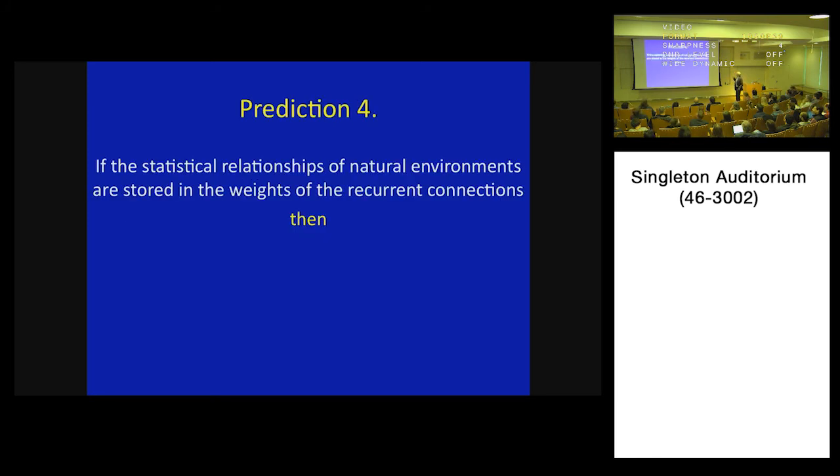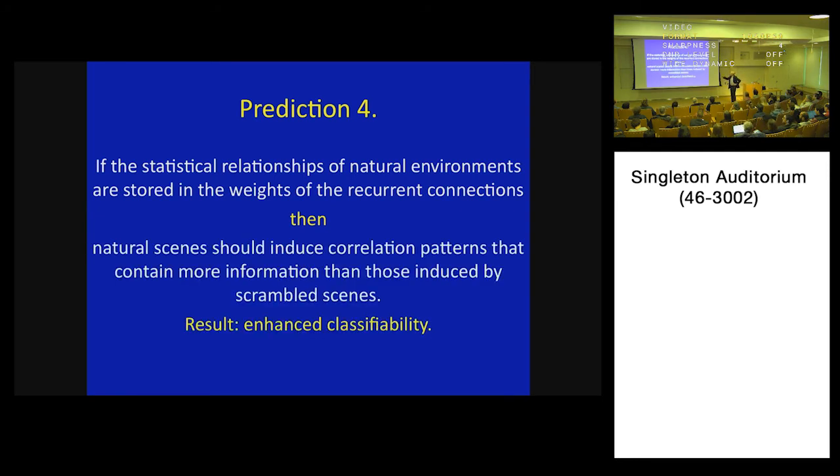Another prediction is that if the statistical relationships of natural environments are stored in the weight distribution of the recurrent connections, and we assume that an adult, mature animal has stored all these statistical relationships that are constitutive for natural images, then natural scenes should induce correlation patterns that contain more information than those induced by scrambled scenes, because the stored information can be matched with the incoming activity. And if the stored information corresponds to sensory evidence, then this is what follows. What one should see in this case is that there should be better classifiability of natural images than of their phase-scrambled counterparts. Phase-scrambled counterparts have the same energy, but they no longer comply with the Gestalt rules of natural scenes.